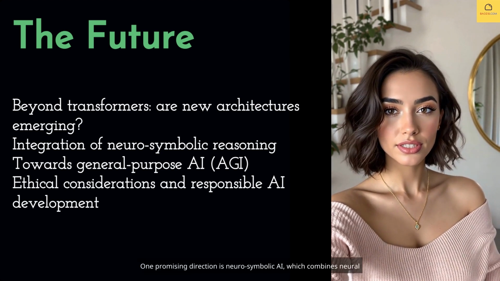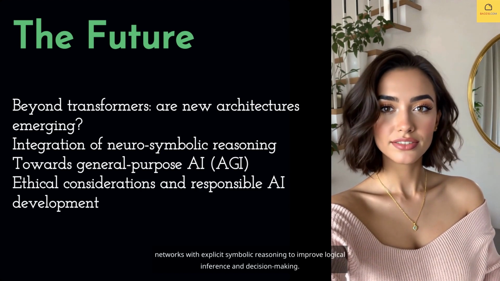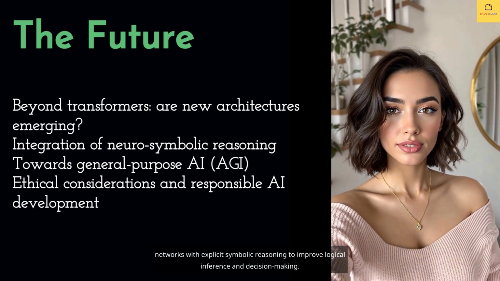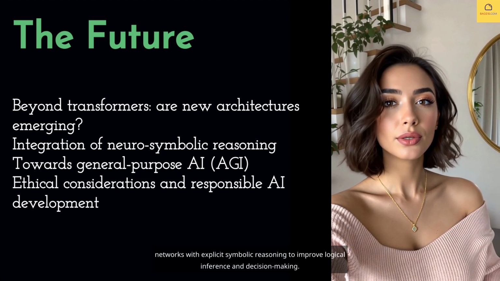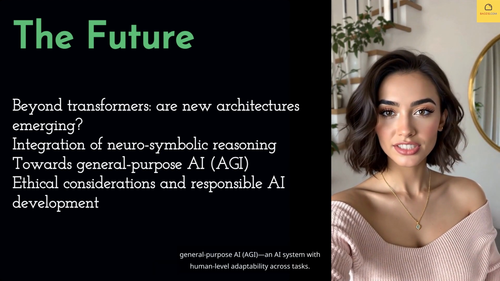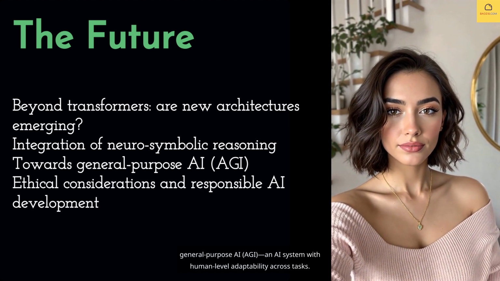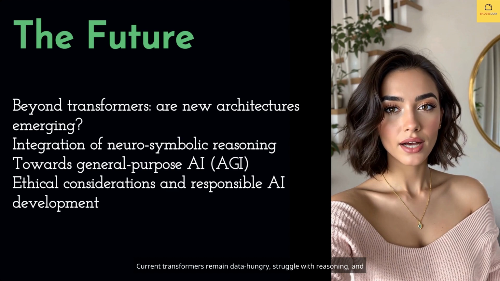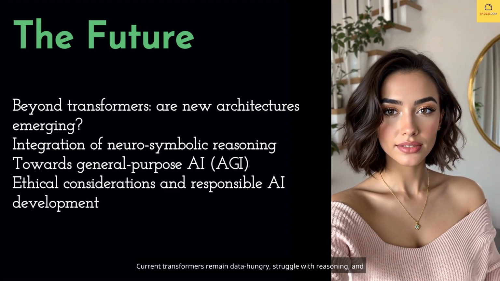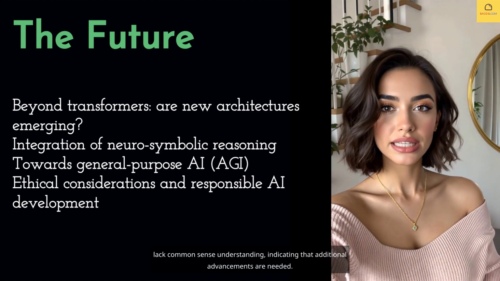One promising direction is neurosymbolic AI, which combines neural networks with explicit symbolic reasoning to improve logical inference and decision-making. Another question is whether transformers alone can lead to general-purpose AI, AGI, an AI system with human-level adaptability across tasks. Current transformers remain data-hungry, struggle with reasoning, and lack common-sense understanding, indicating that additional advancements are needed.